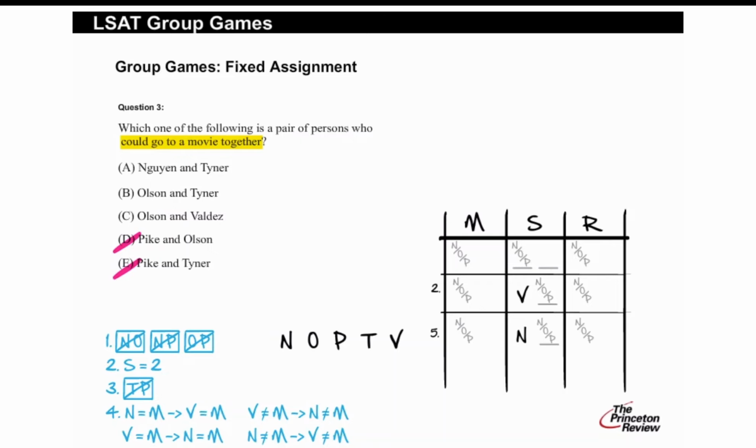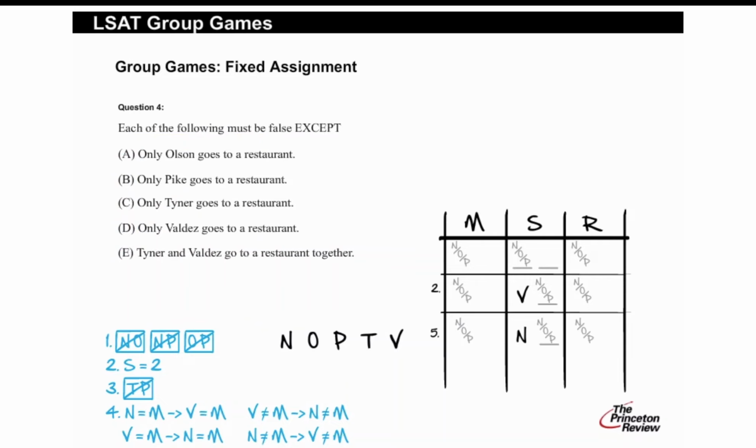You also deduce that either 1 or 2 people go to the movie from the possible distributions. Well, for choice A, if N and T go, V would have to go too, but that's too many people. Same problem for choice C, which has O and V. N would have to tag along, and that makes 3. That leaves you with B as the credited response.